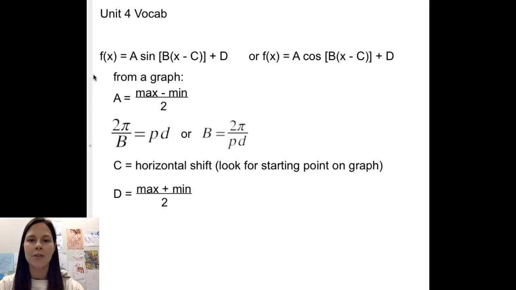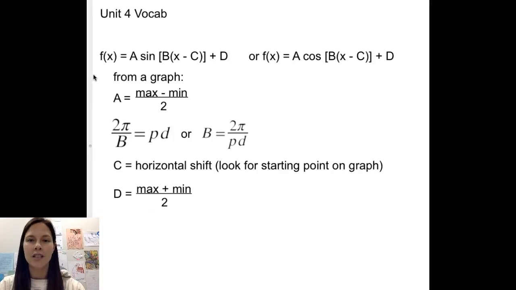So if we find the maximum and the minimum heights on your graph, subtract them and divide by 2, we'll get our A value. B, the original equation we found for B was 2 pi over B gives us the period. But if we solve that equation for B, because we'll know the period from the graph, we need to work backwards to find our B value. We get B equals 2 pi divided by the period.